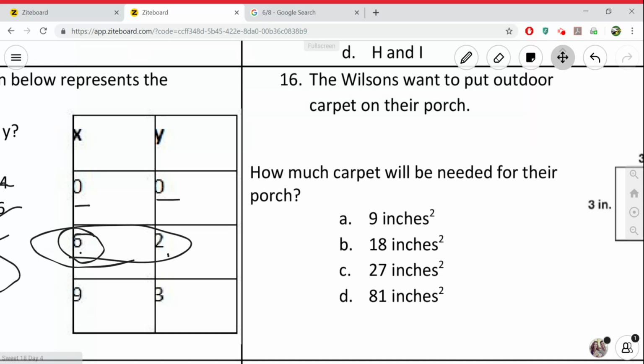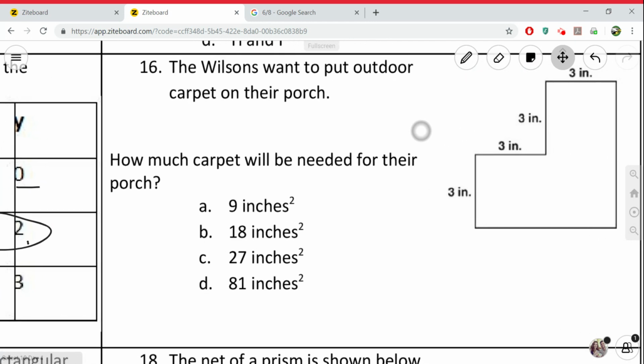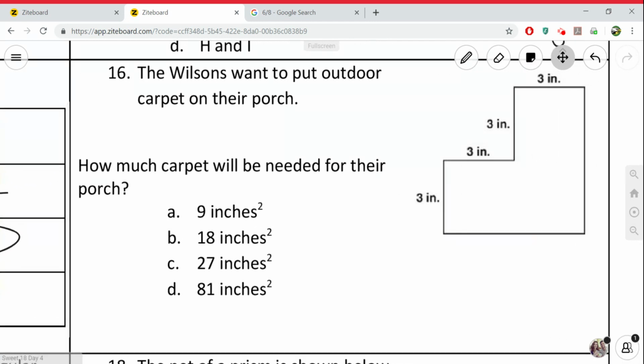Okay, our next problem is question number 16. The Wilsons want to put outdoor carpet on their porch. How much carpet will be needed for their porch? So I can divide this up. The first step is divide it up. And so this is easy. I've got my length and my height. So that's 3 times 3 is 9.